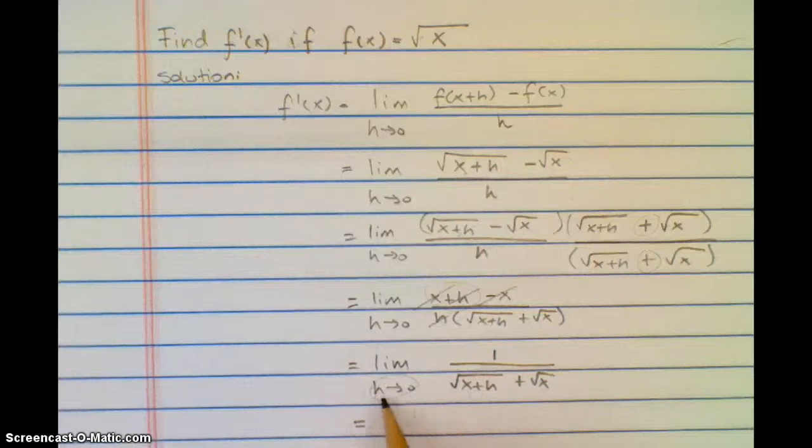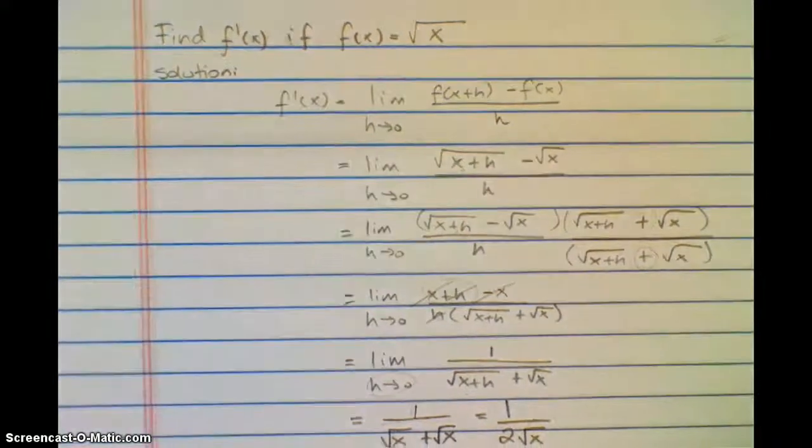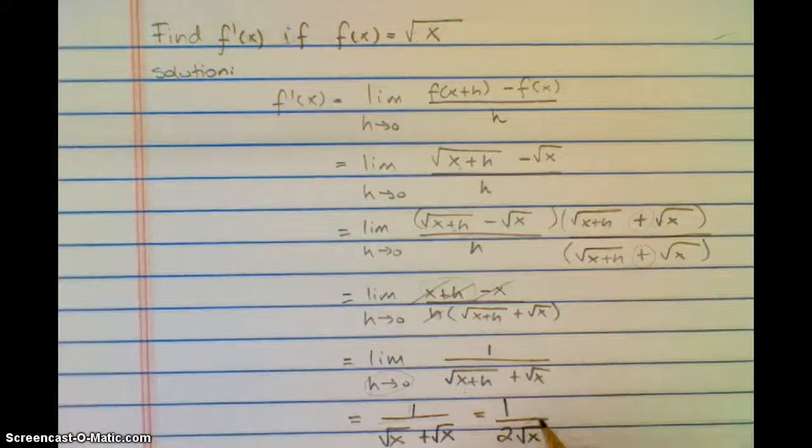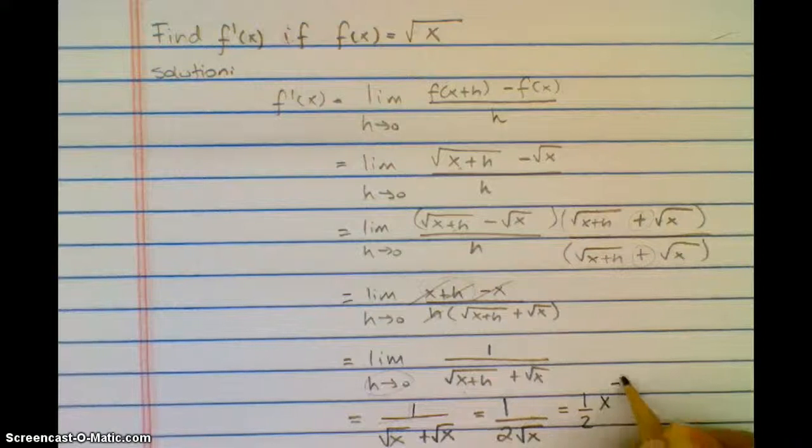Now, if I replace h with 0, then I don't have 0 over 0 anymore, and I can evaluate the limit. So this will turn out to be 1 over square root of x plus square root of x, which gives me 1 over 2 square root of x. Notice that the square root of x is on the denominator. If I were to write this using exponents, this will be the same as 1/2 of x to the negative 1/2. Remember, the 1/2 comes from the root, and the negative of it comes from the reciprocal because it's on the bottom rather than on the top.